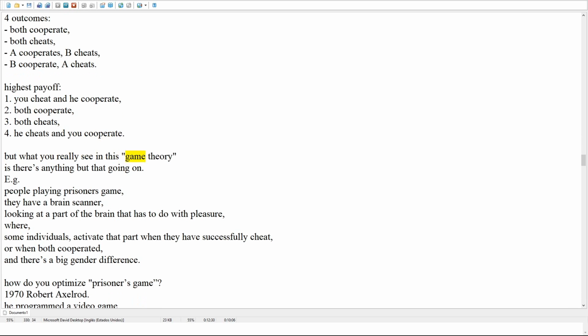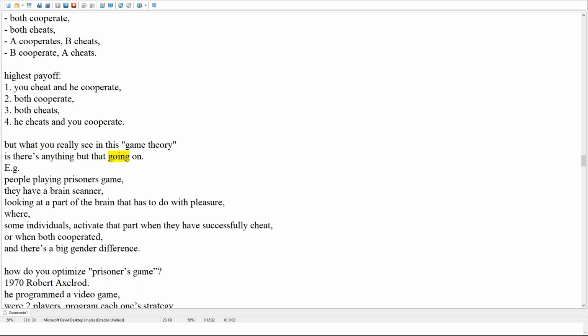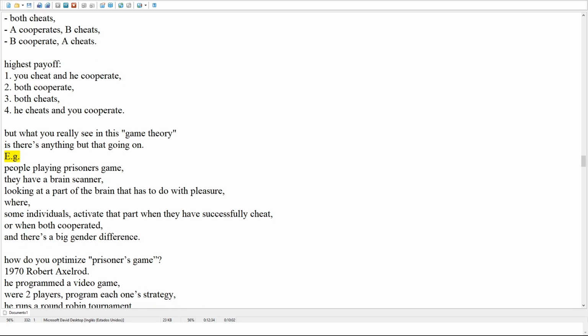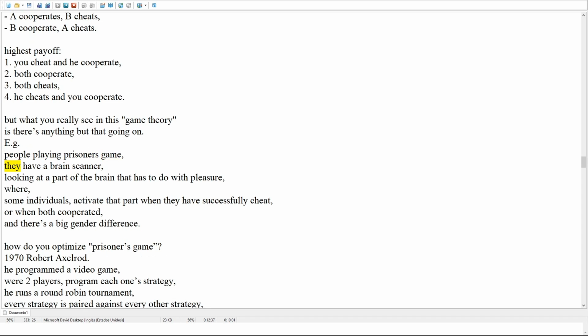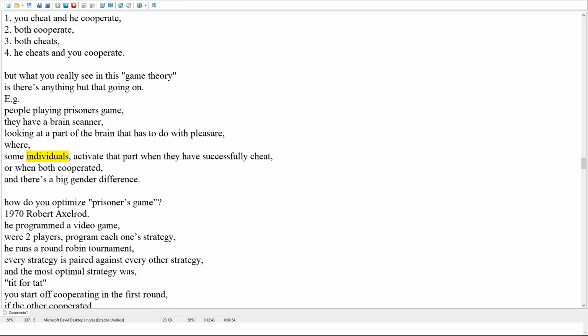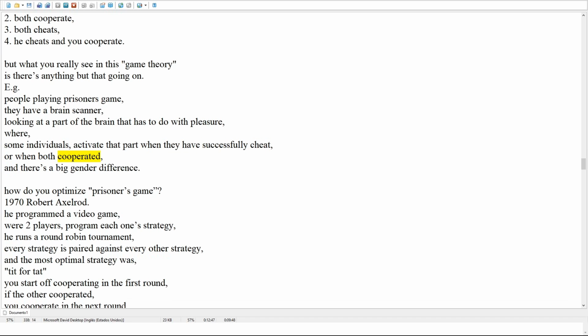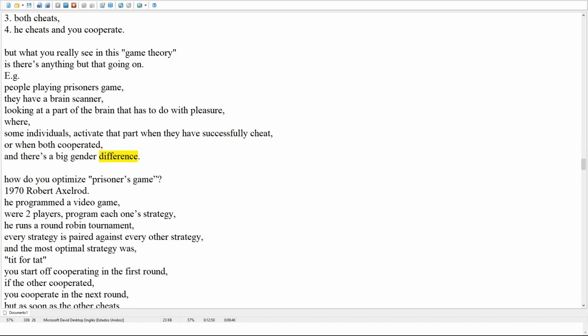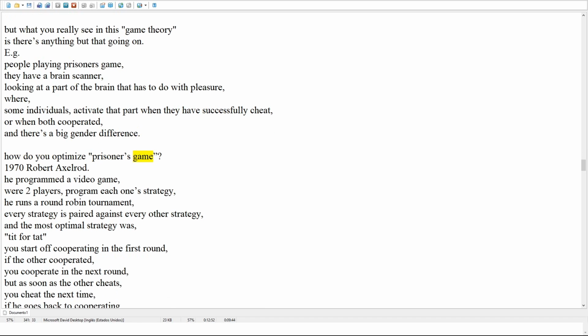But what you really see in this game theory is that there's anything but that going on. E.g. people playing the prisoner's game with a brain scanner, looking at a part of the brain that has to do with pleasure, where some individuals activate that part when they have successfully cheated, or when both cooperated. And there's a big gender difference. How do you optimize the prisoner's game?